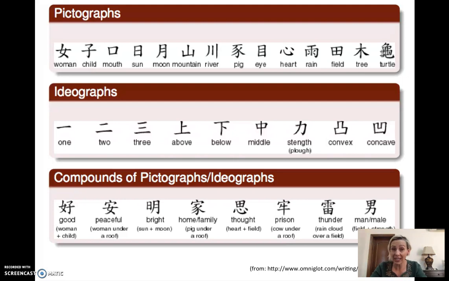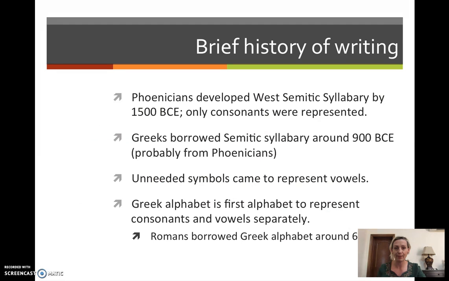And for a Chinese person today, these symbols, they don't think about, oh, this looks like a woman and a child. They know it as a separate symbol for the word good, because the symbols became associated with specific words.